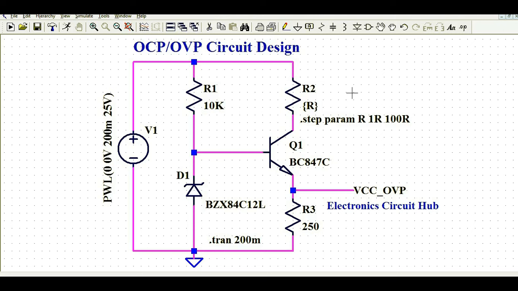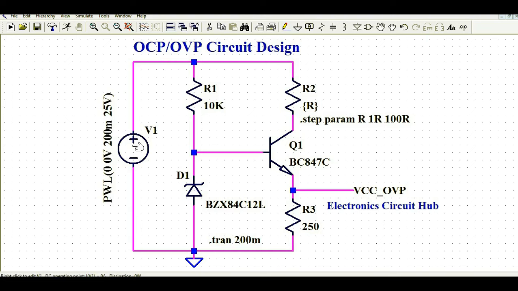Okay, so let us first understand what OCP and OVP are and how you're going to design the OCP and OVP circuit. So OCP means, let us say you have used some load, and irrespective of changing the input voltage, you want to protect your load. So how are you going to protect your load? That means the voltage across your load should not exceed a certain limit, and the current flowing through the load should not exceed a certain limit. So let us first understand this circuit design flow.